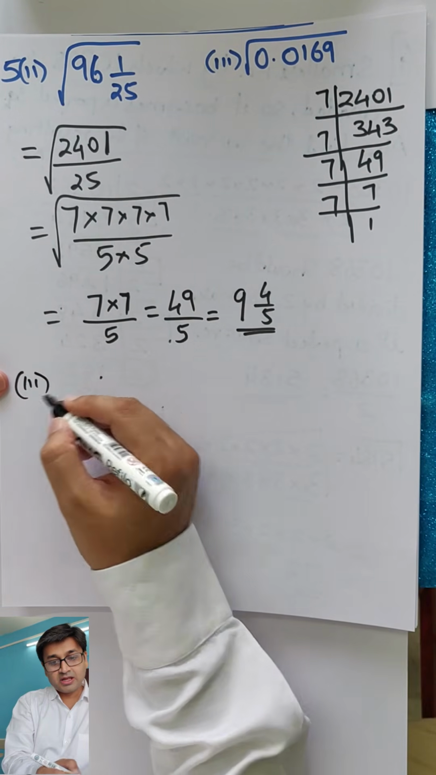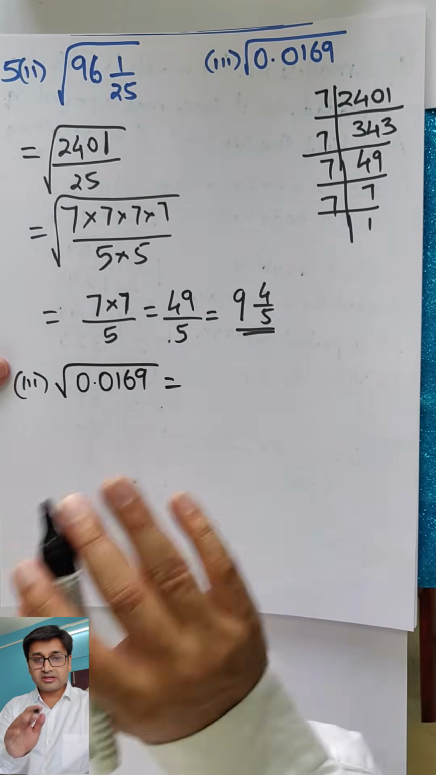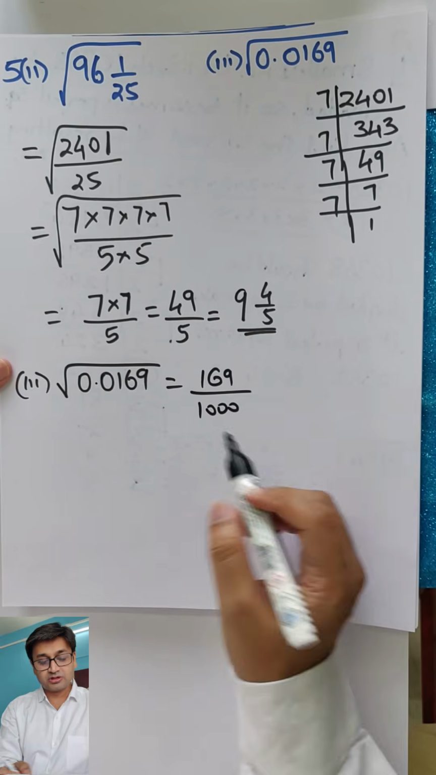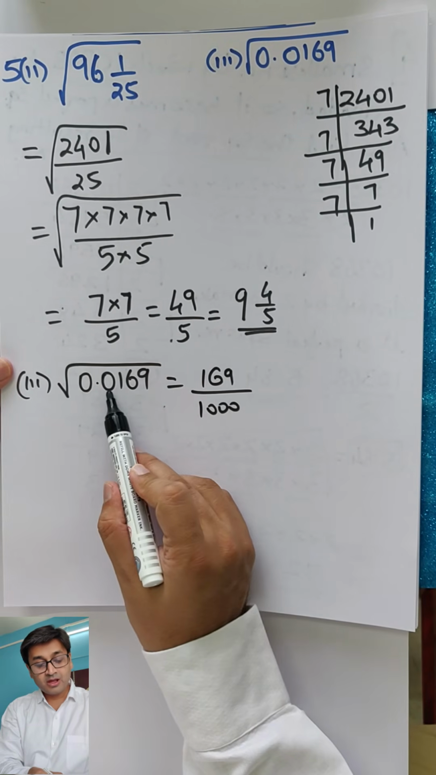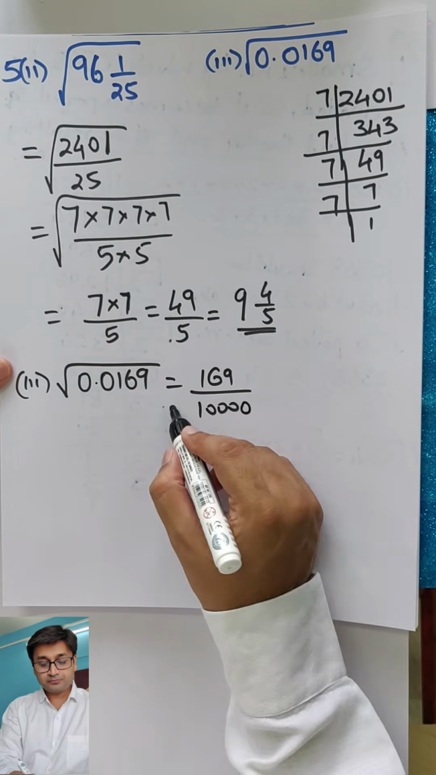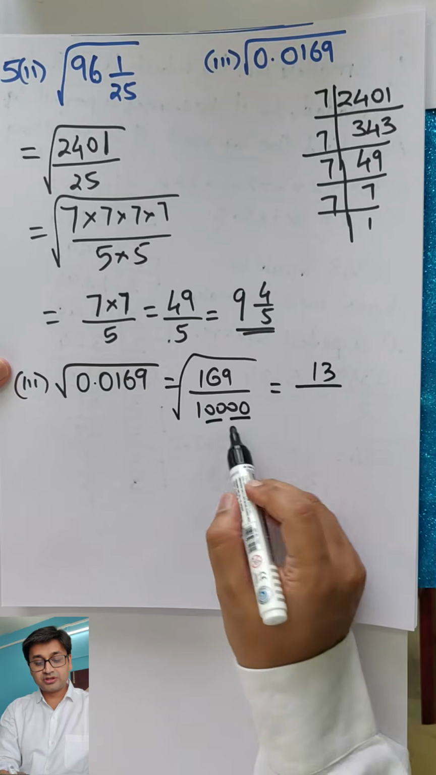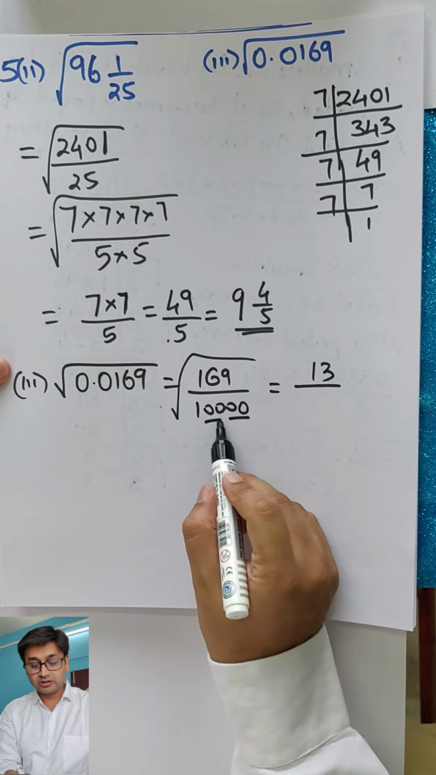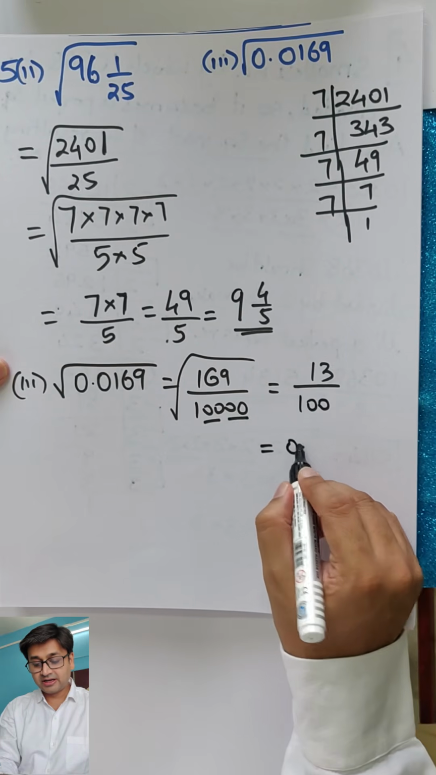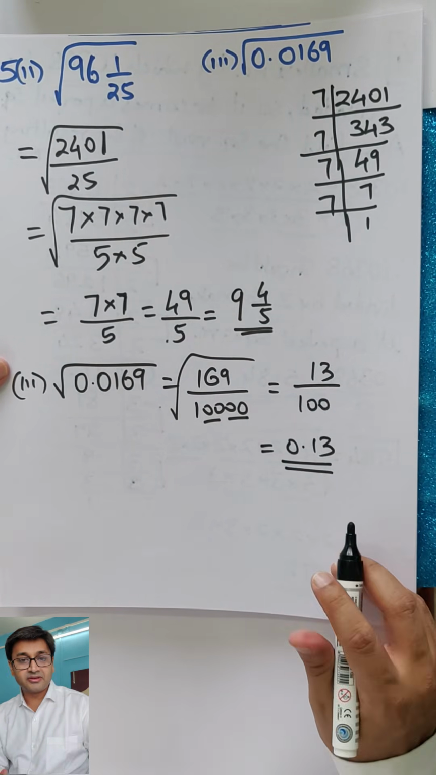5 part 3. It says square root of 0.0169. First, whenever you see decimals, get rid of the decimals by putting that many zeros down. There are 4 numbers after the decimal, so put 4 zeros. Easy? Under the root, this is 169 and 2 zeros, 2 zeros. These 2 zeros will become 1 zero, these 2 zeros will become 1 more zero. So what I will have is 130... so my final answer should be 0.13. 2 zeros, so 2 decimal places. Are you getting it?